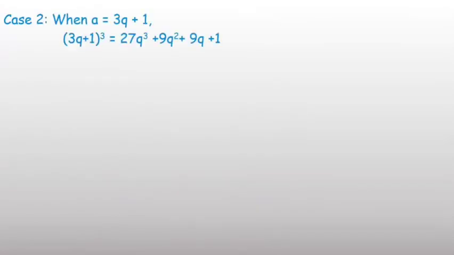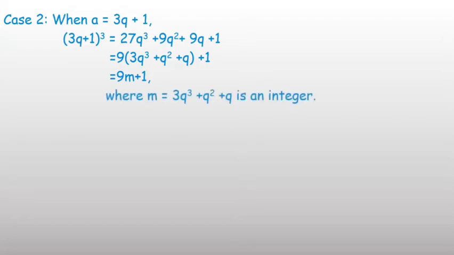Second case, if remainder is 1, means number is 3q plus 1, and cube of number 3q plus 1 whole cube, apply formula a plus b whole cube, and after solving you will get this number in the form of 9m plus 1, where m is an integer.